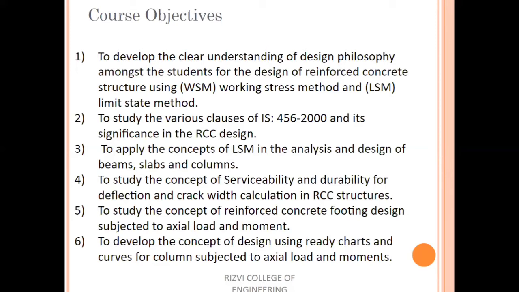The next objective is to apply the concepts of limit state method in the analysis and design of beams, slabs, and columns. So basically, you're going to study two methods, working stress method and limit state method, and you're going to apply that method in the design of the structural elements. What are the structural elements?